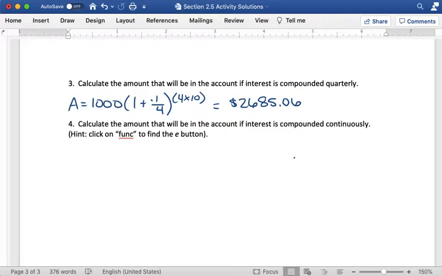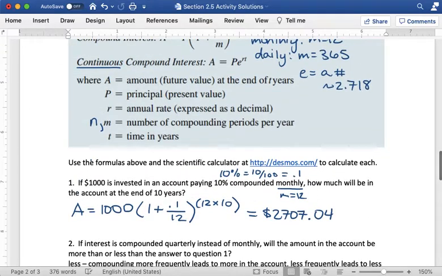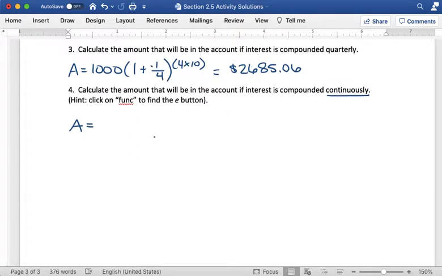And the last question here says to calculate the amount if interest is compounded continuously. So continuously is kind of the important word here. That means that we're using the other formula. So we're using the formula with E instead of the formula with M. So we have P times E to the RT. And the difference with this formula is, aside from not using M and having the E, another difference is that your interest rate is in the exponent.